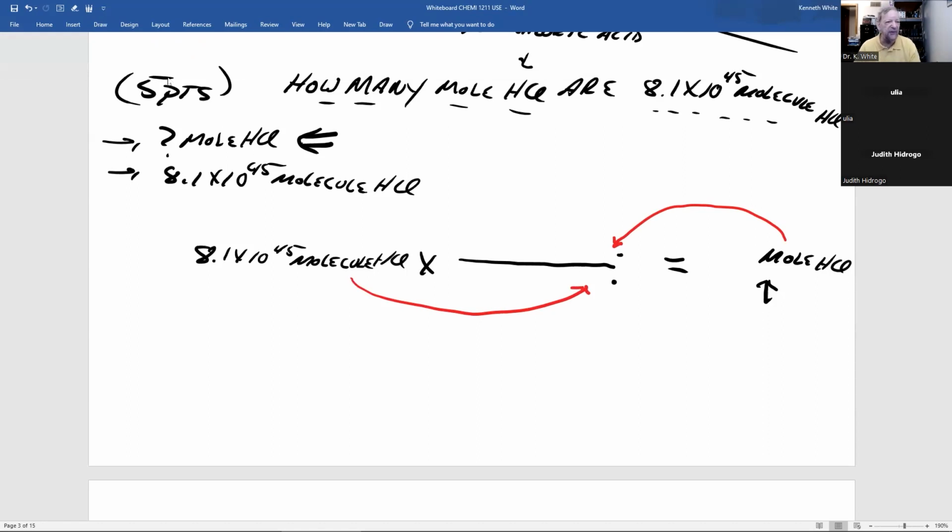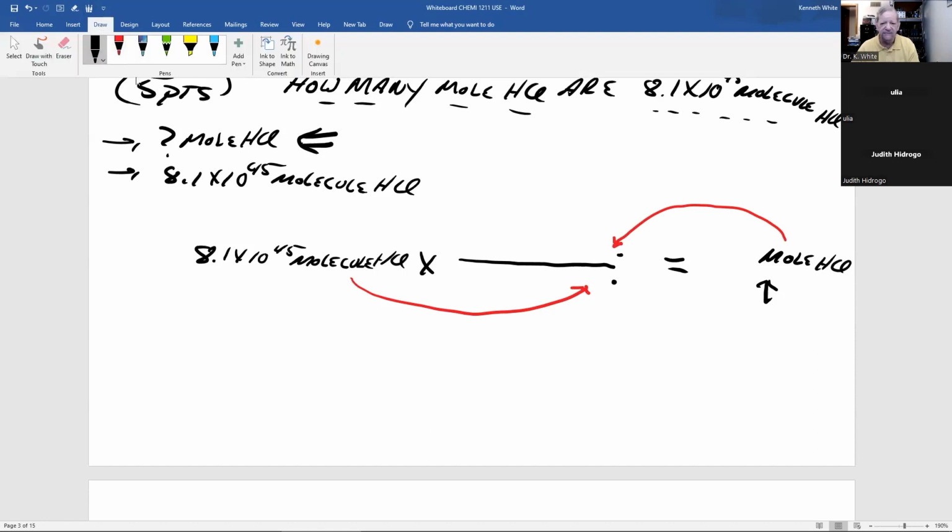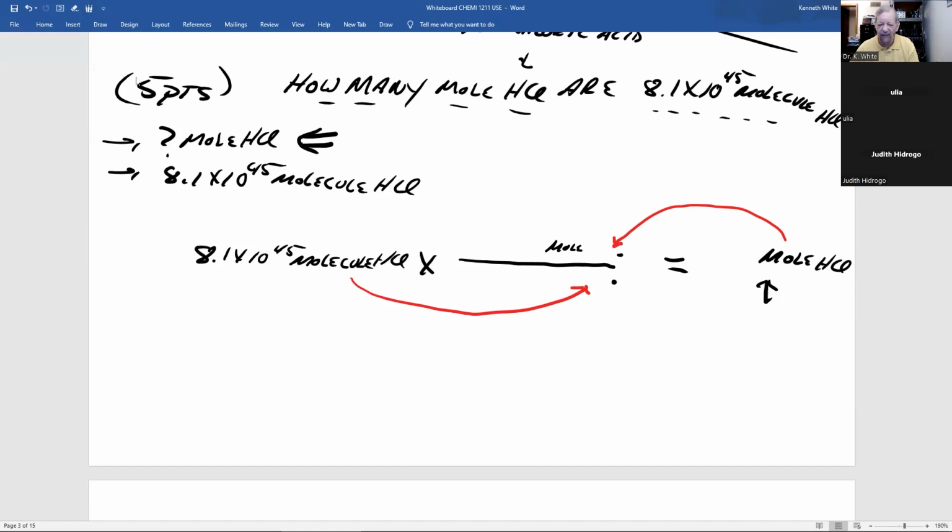Let me write in the units. I want moles of HCl on top, and I want molecules of HCl on the bottom. And what I forgot to ask is if any of you are colorblind, and now I'm going to be very serious, let me know if I need to use another color.